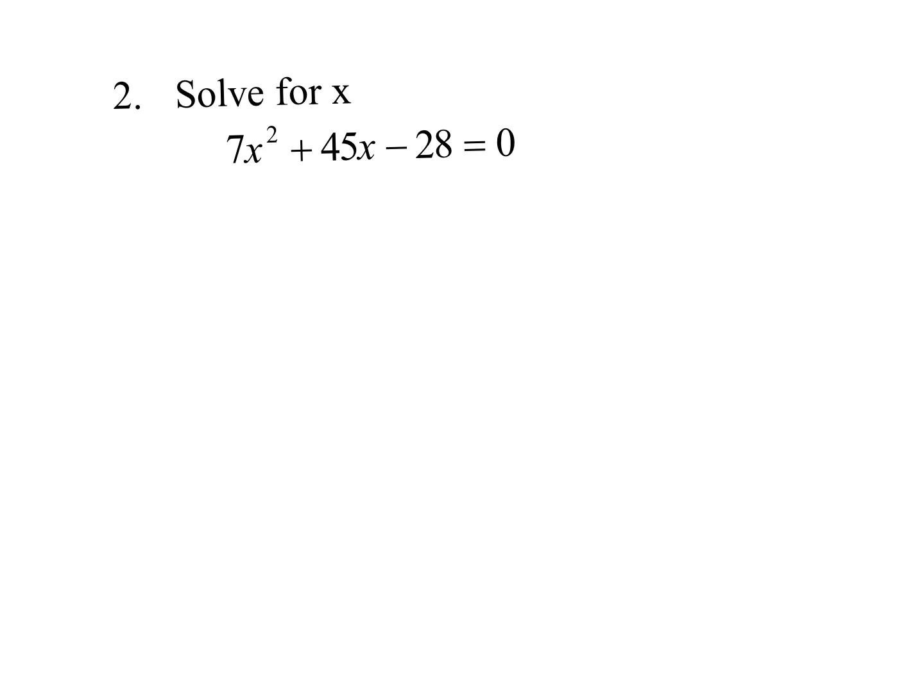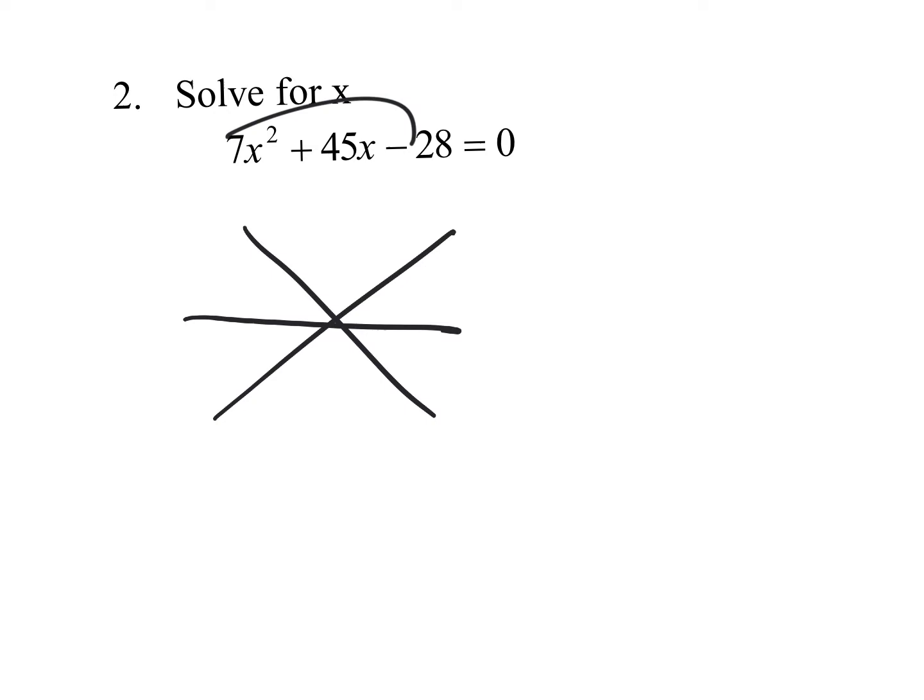Number 2, it just says solve. So we could solve it any way we want. We could maybe use the quadratic formula. We could use completing the square, but really I think the easiest way to do this one is by factoring. And you know I like to factor with the star method. So we need to multiply 7 times 28, so that gives us 196.